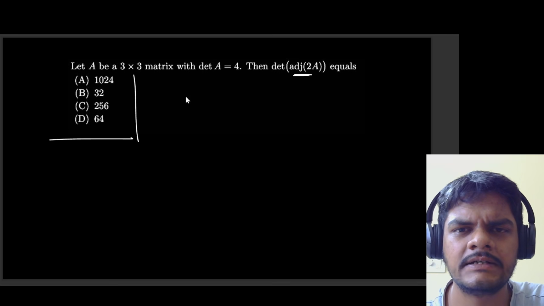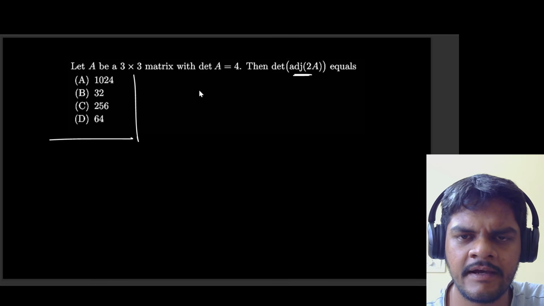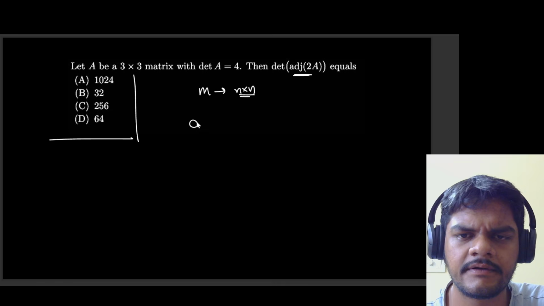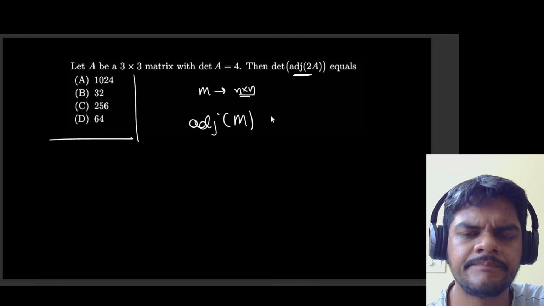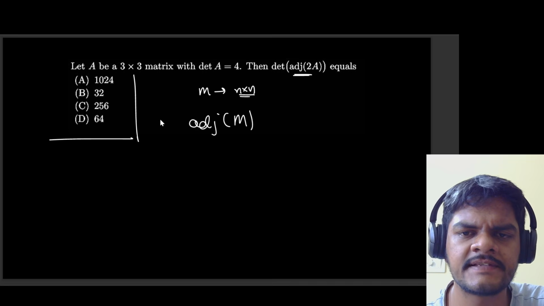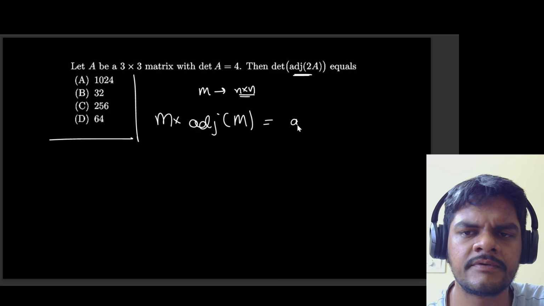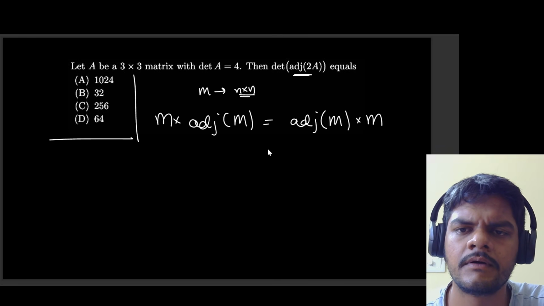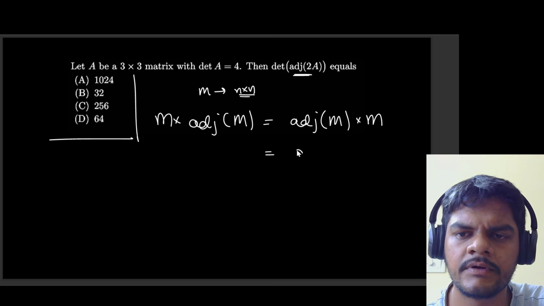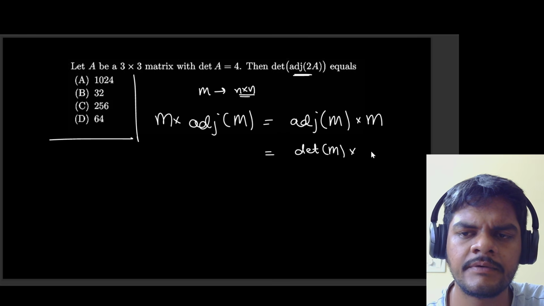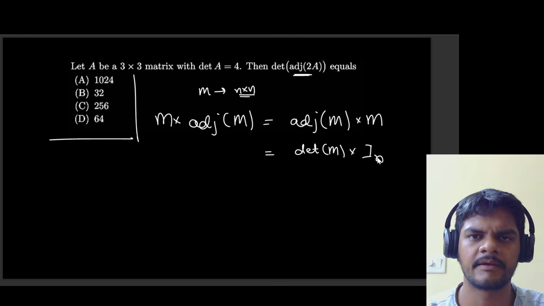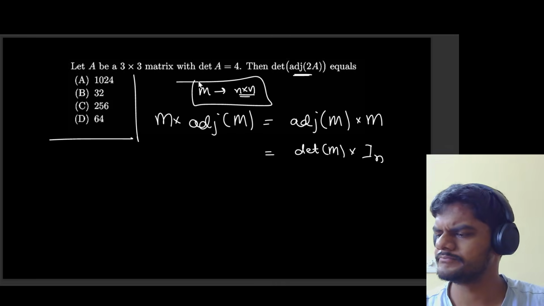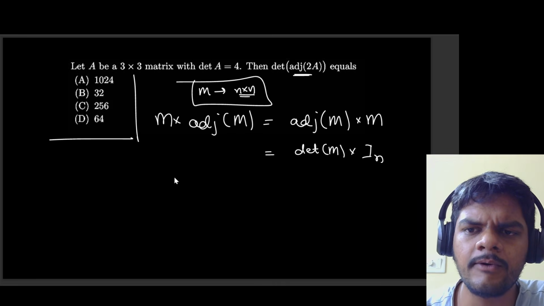Think about it. Adjoint of any matrix. Let's say M is a matrix, N cross N, doesn't matter. Adjoint of M is a matrix which has this property. So M into adjoint M is equal to adjoint M into M is equal to determinant of M into IN. That is the property. Okay, for any N cross N, I'm just telling you this is the property.